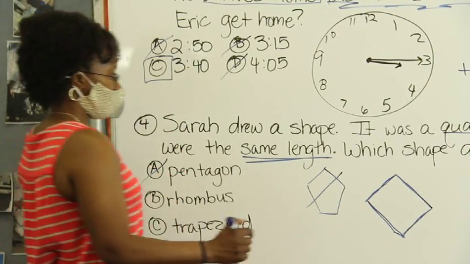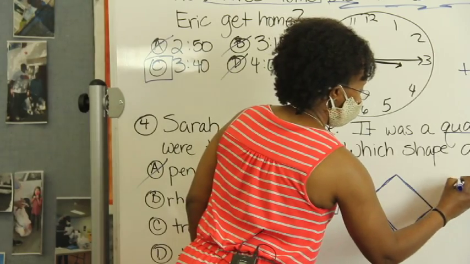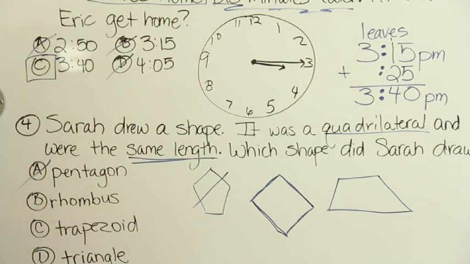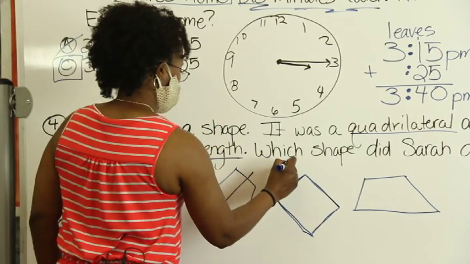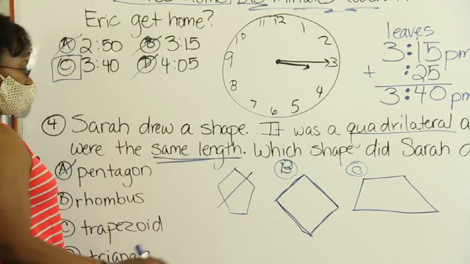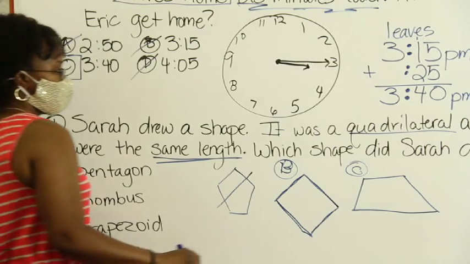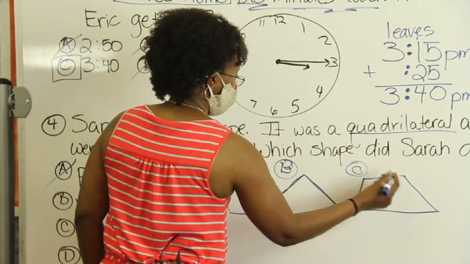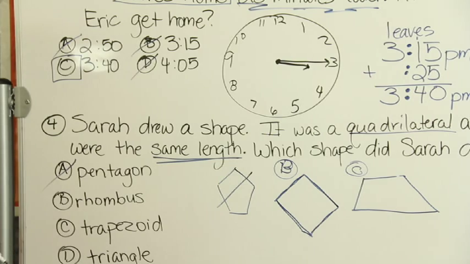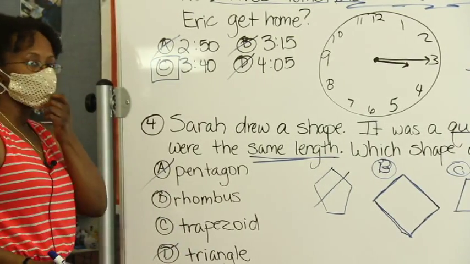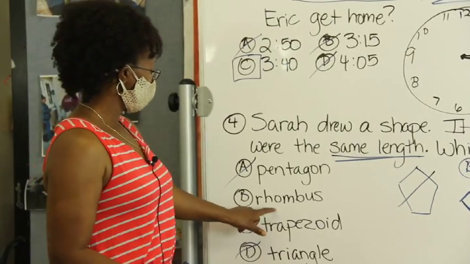A trapezoid looks like this. I'll see if I can draw a trapezoid. So I'm just going to put the letters so we can keep them straight. Does it have 4 corners and 4 sides? 1, 2, 3, 4 sides. 1, 2, 3, 4 corners. So, yep, we can't take that one out. And a triangle. Does it have 4 sides and 4 corners? Nope. It has 3 sides and 3 corners. So we have to decide between these two.